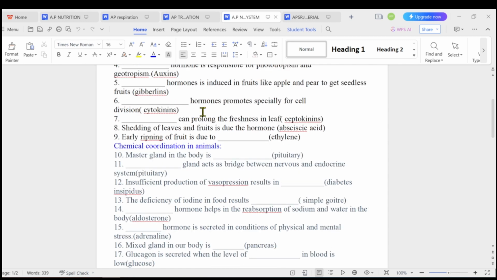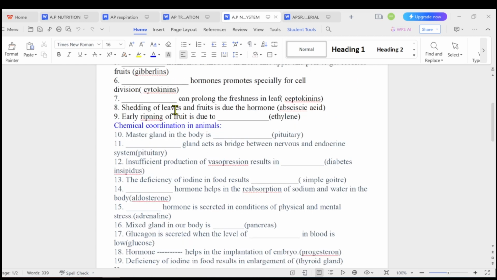Next question is, dash hormone promotes especially the cell division. It is cytokinins. For the division of the cells, it is very essential for the plant growth and development. For that, cytokinins play a very important role. That can prolong the freshness of the leaves. So you need the freshness. The leaves are very fresh and look very active and young due to the cytokinins, the hormone.